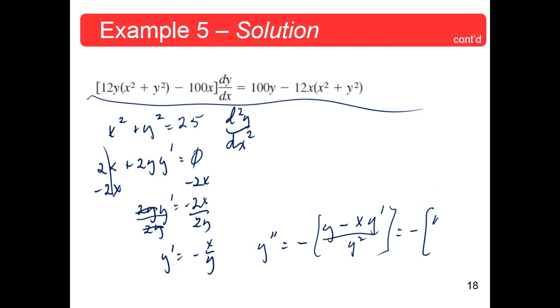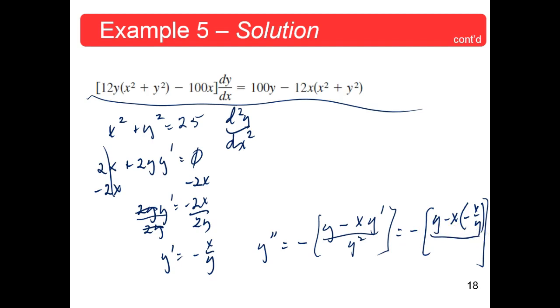Find d2y dx squared. Okay. Now let's leave the y in there. That will be minus y minus x, but we know what y prime is. So let's put that in there. And that would be another minus x over y. Right? Yay or nay? Okay. Times y squared over y squared.